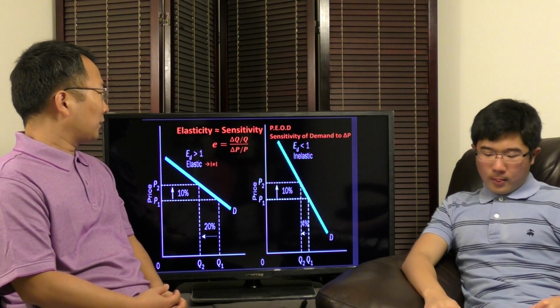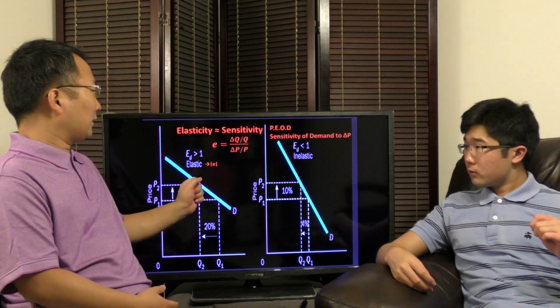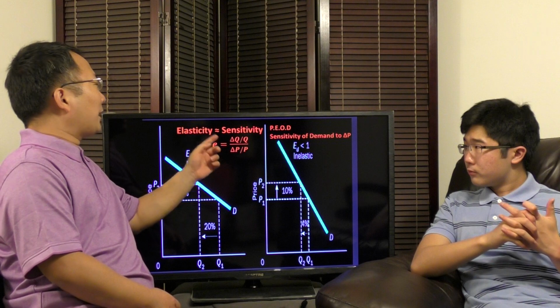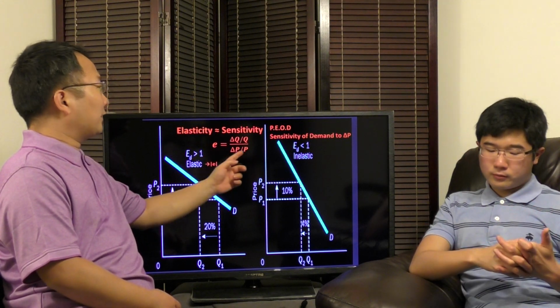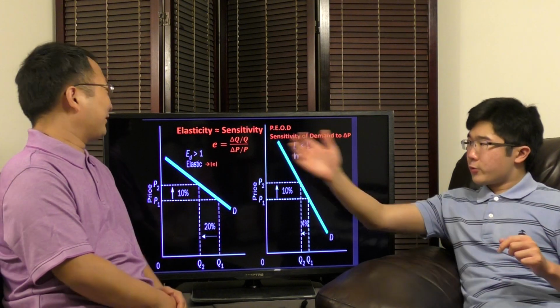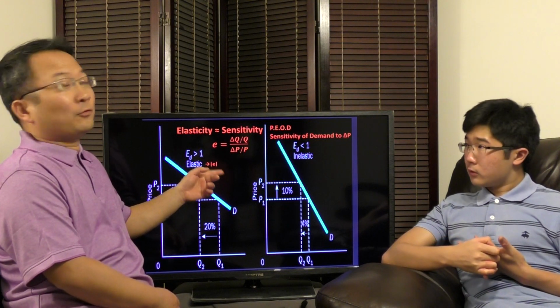One thing is worth some attention: for the demand curve, the price elasticity of demand is always negative, of course, because when price increases, quantity demanded decreases. This is why we use the absolute value, because usually we're talking about the absolute value for the demand curve.